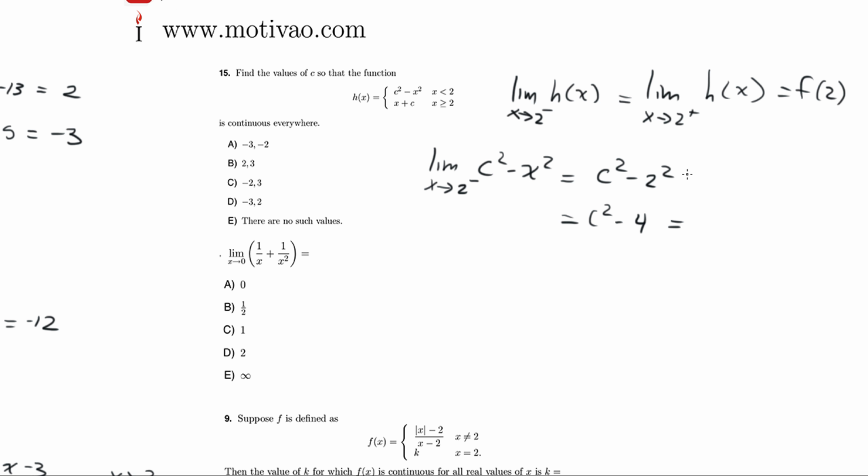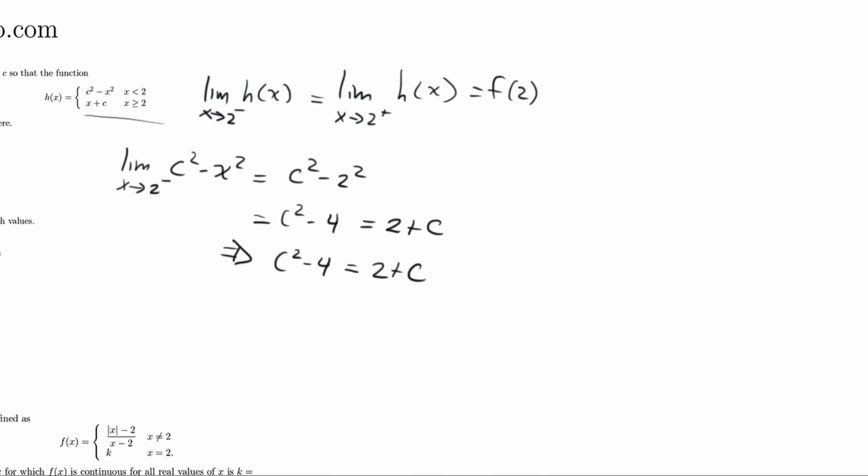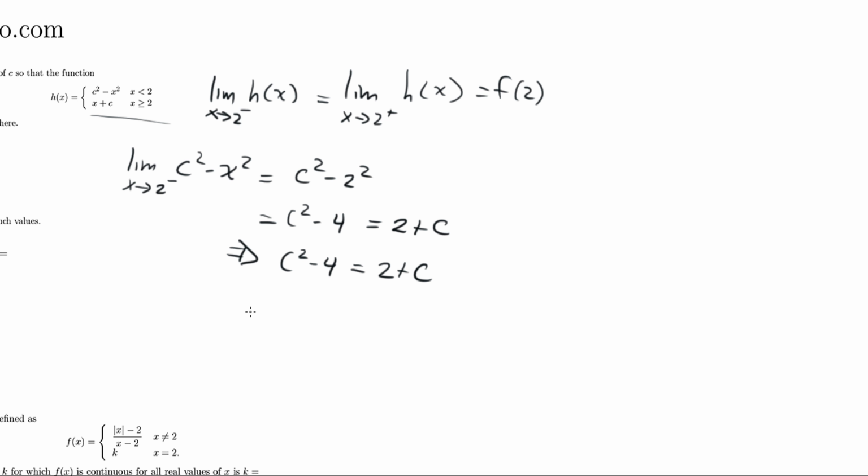That has to be equal to the limit when x approaches 2 from the right, which is also equal to f of 2. From the right, we're using this one, and for f of 2 as well. So that has to be equal to x plus c, but if I plug in 2 for x, I get 2 plus c. So we have c squared minus 4 equals 2 plus c. This is a quadratic that we need to solve, so we set it equal to 0: c squared minus 4 minus 2 minus c equals 0.